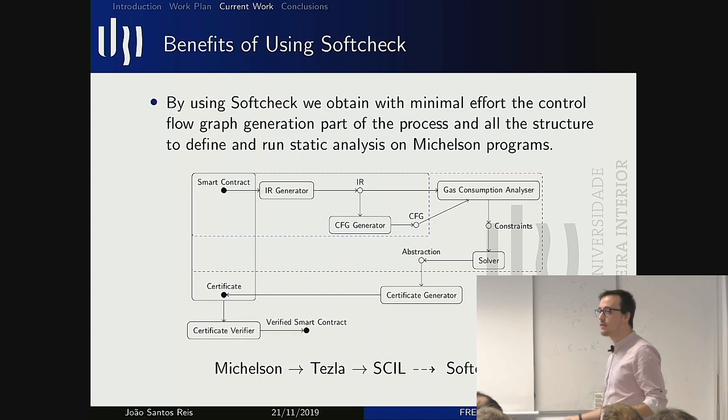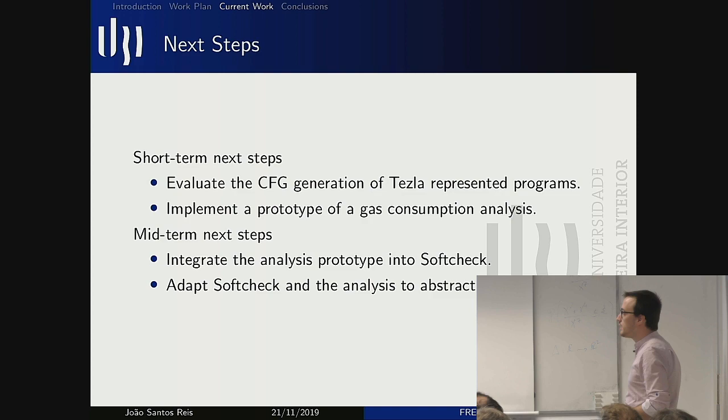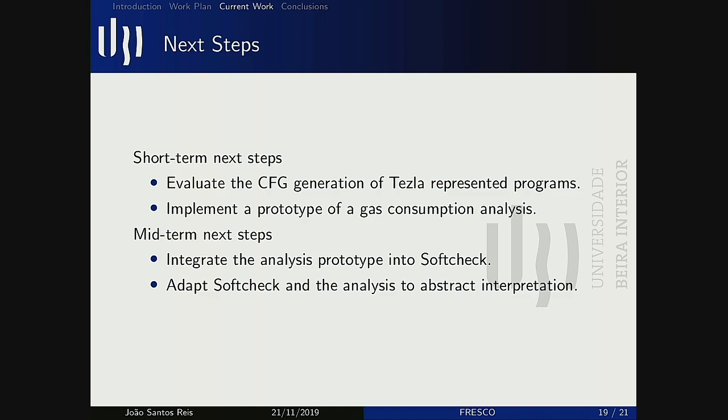analysis. So as next steps, we intend to evaluate the control flow graph generation of Tesla represented programs, implement a prototype of a gas consumption analysis, and next we'll then integrate this analysis prototype into SoftCheck and adapt SoftCheck and the analysis to abstract interpretation in order to then get to the point of generating the certificates.